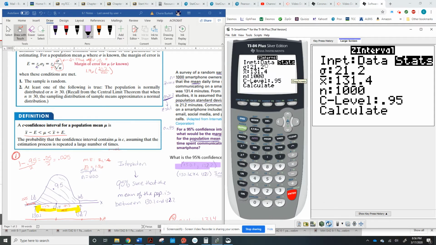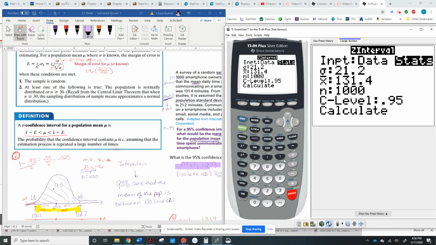I don't know if it's going to ask you if you want data or stats. I don't know. But if it asks you, then you pick that. And then it'll probably be 21.2, comma, 131.4, comma, 1,000, comma, 0.95. And then you'll close the parentheses. I'm sure that's how you type it in. If not, let me know, and I will try to figure it out by getting my hands on an 83.